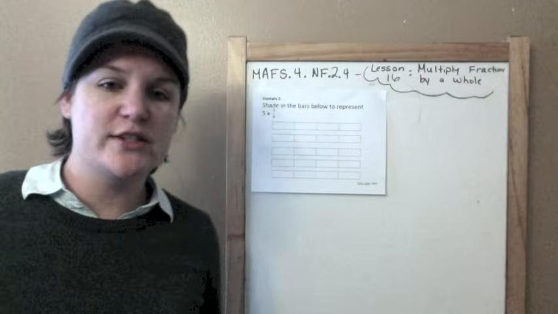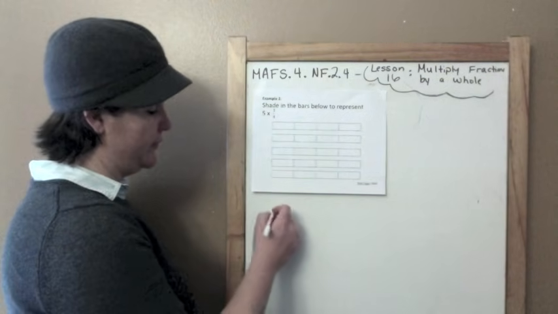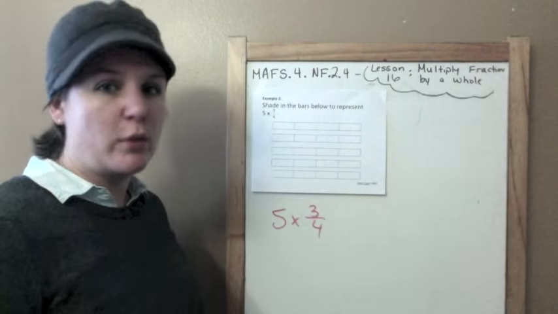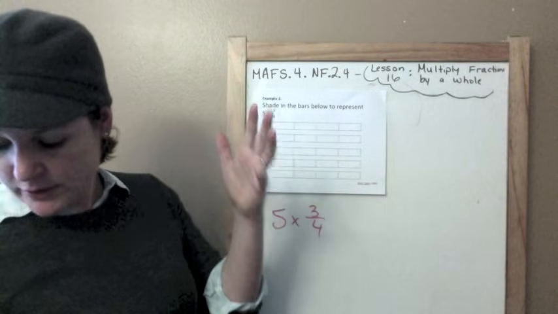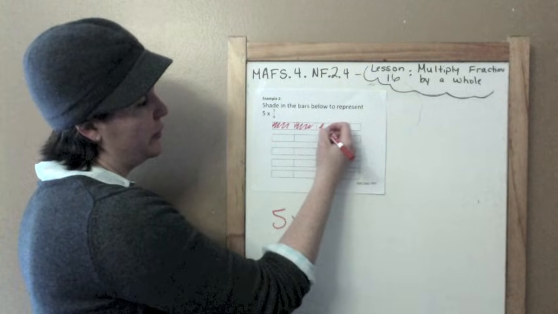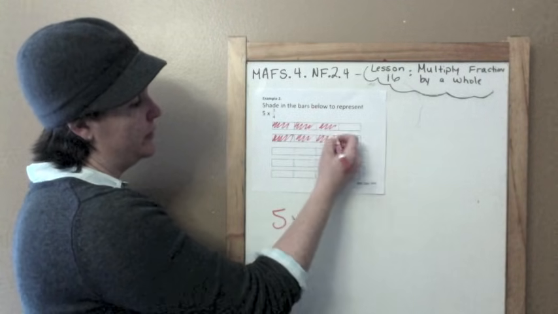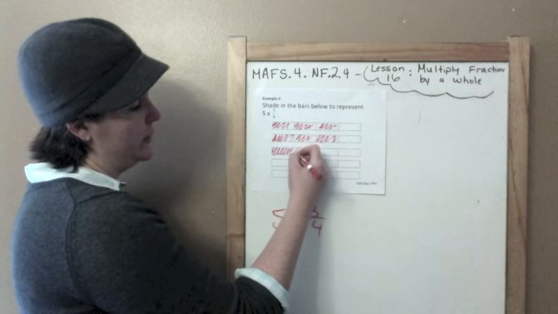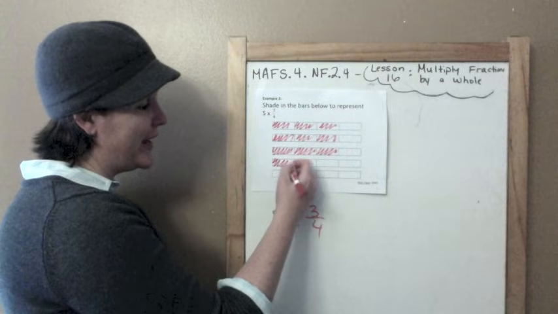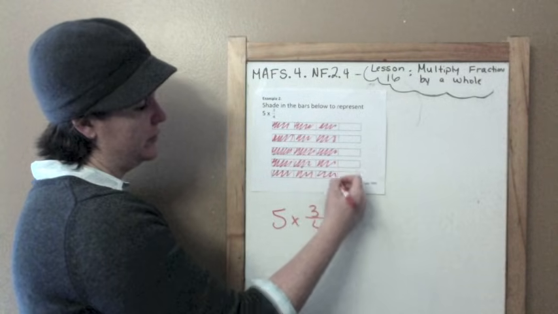Example 2 says to shade in the bars below to represent 5 times 3/4. So I am going to shade in 3/4 5 times. 1, 2, 3 out of 4. That's once. 1, 2, 3 out of 4. That's twice. 1, 2, 3 out of 4. That's 3. Then 4 and 5 times, 1, 2, 3 out of 4.